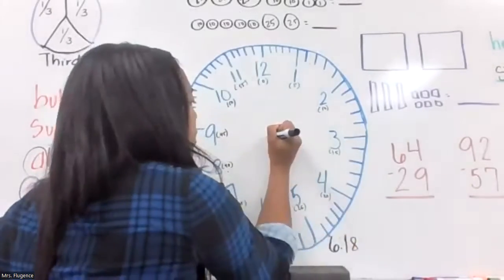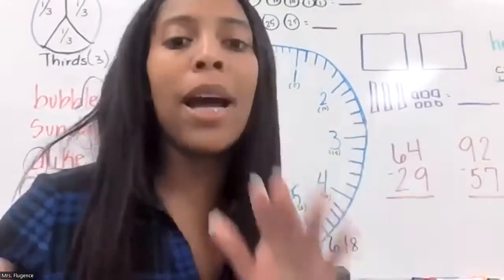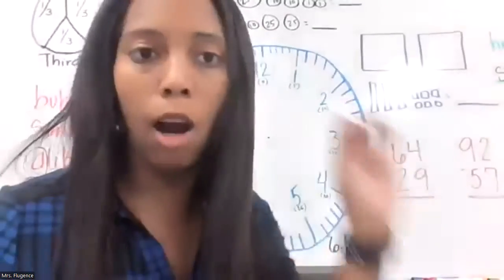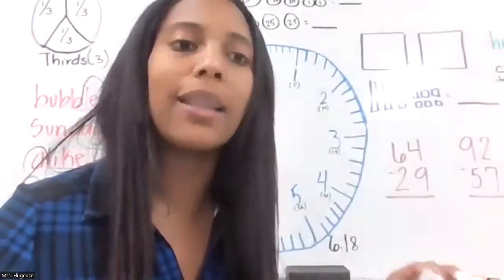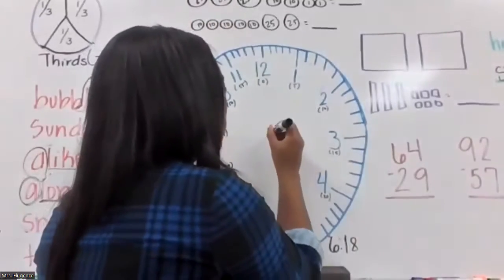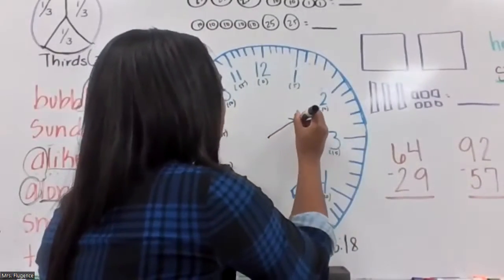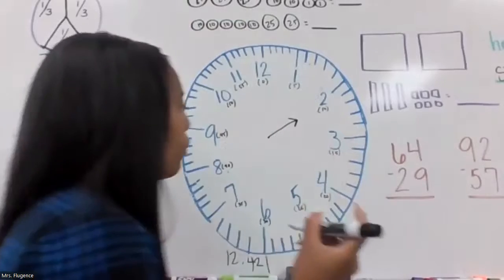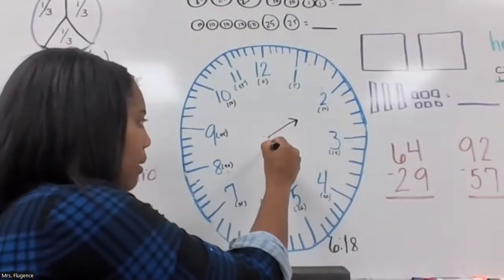Okay, let's do another one. So let's find our hour. Remember, no matter where your hour is, it's always going to be the number. It's really that minute hand that we have to do all that counting with, okay? So your hour, that's something you shouldn't always stress about. So look at this. My hour is pointing to 2. Okay? Let's put my minute hand somewhere.